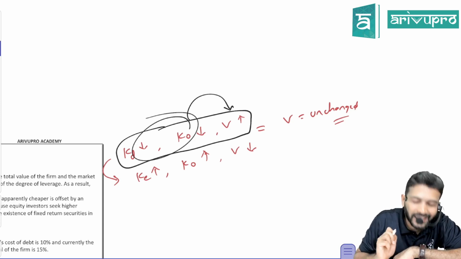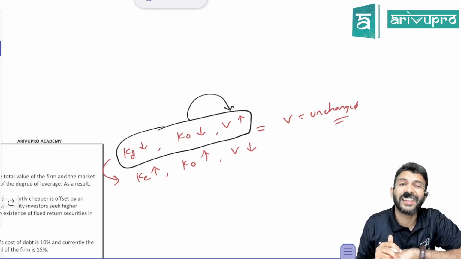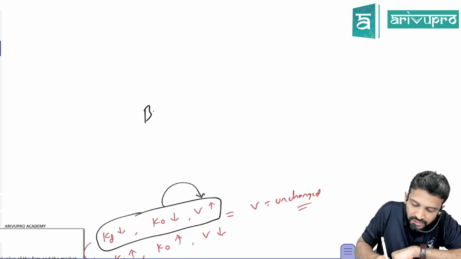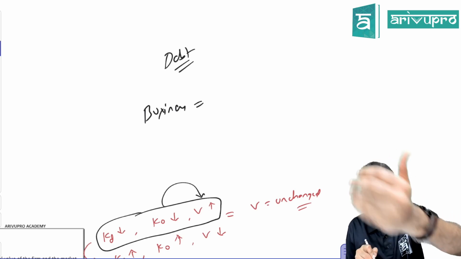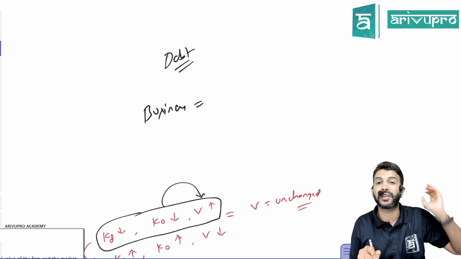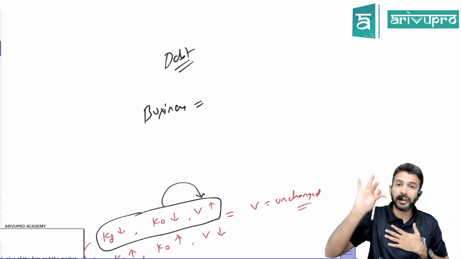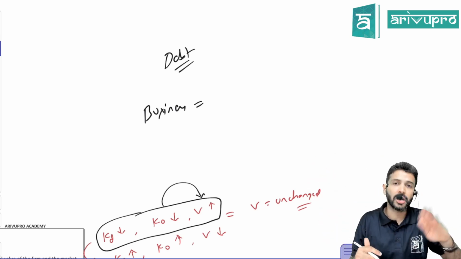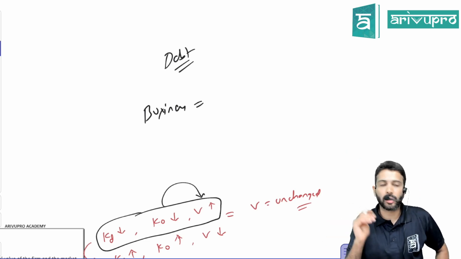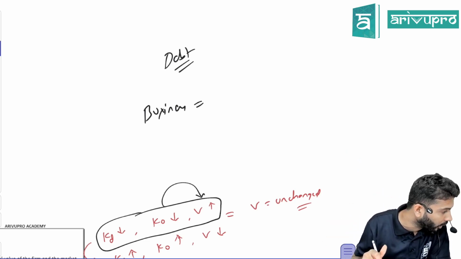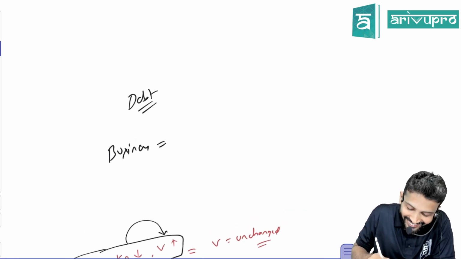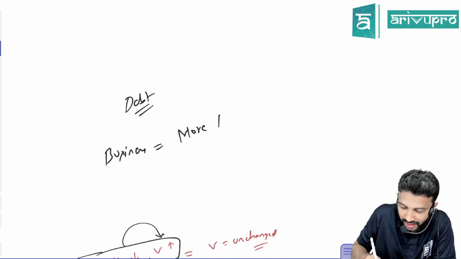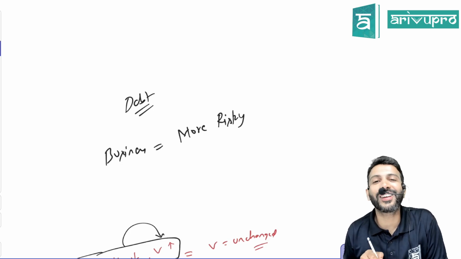So the moment you take debt, tell me, is the business less risky or more risky? The moment I've borrowed, or if I've issued any bonds or debentures or taken any bank loan, will my business be the same risk, less risky, more risky, or no impact on risk? What do you think? Less risky? No. The moment you take debt, the business will become more risky.